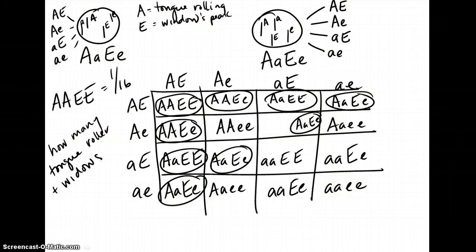Now I need to count, and I go, okay, I have 1, 2, 3, 4, 5, 6, 7, 8, 9 out of 16 who are tongue rollers and have widow's peak. And that's how you do crosses that have two possible answers. And there's the end of the lesson.